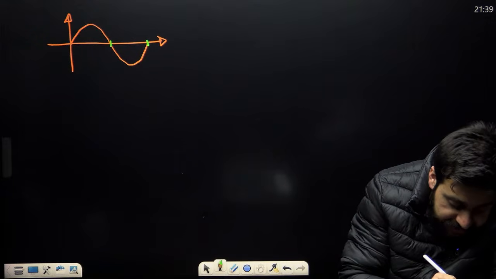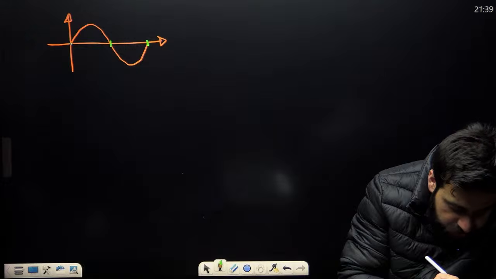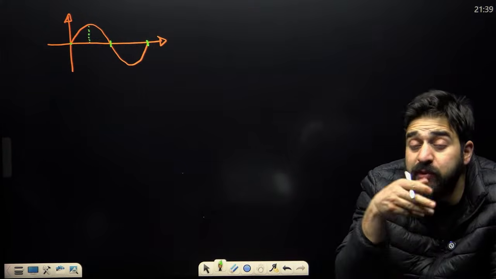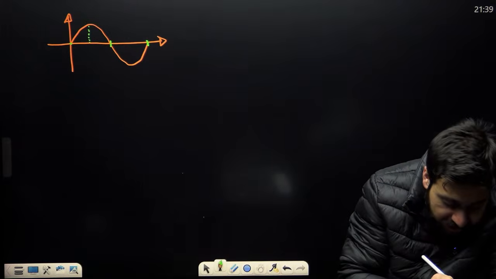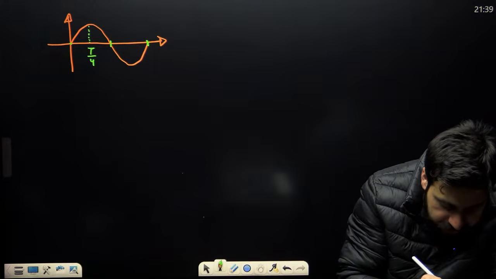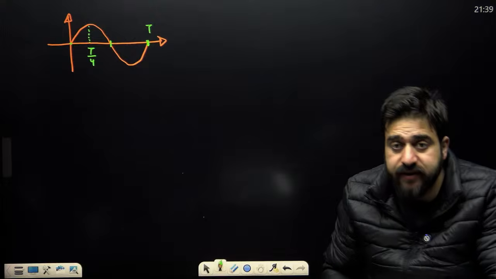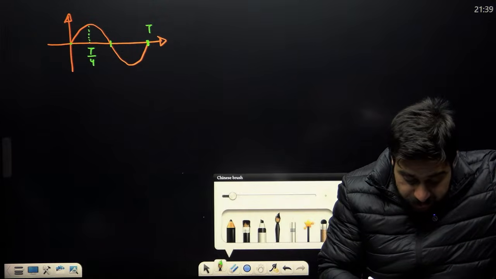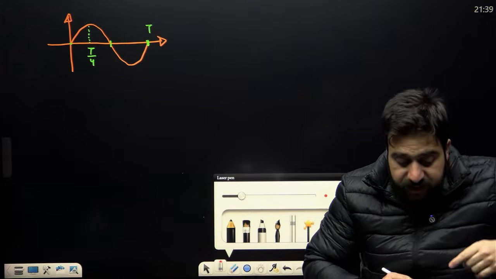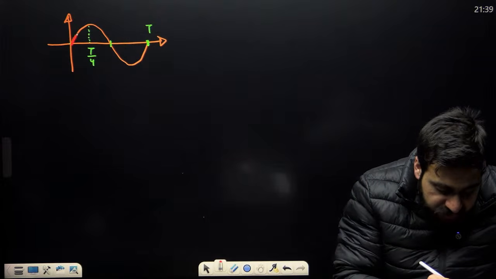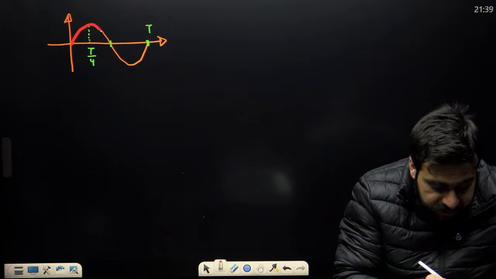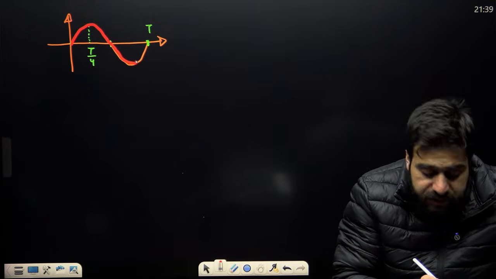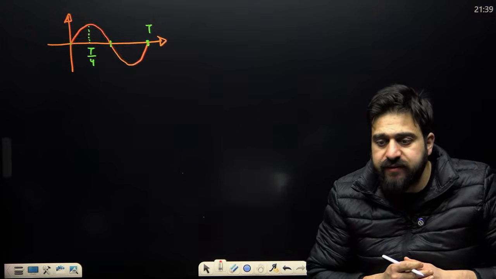And how much time does it take, guys? Here the alternating current is 0. Here it reaches maximum. How much time does it take to become maximum? I would say this time is T by 4, because in one time period T, it completes the cycle. In one complete time period, it first becomes maximum, then minimum, then maximum from the negative side, then minimum from the negative side.